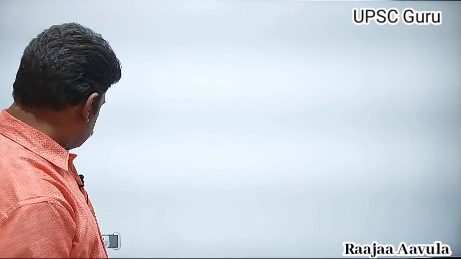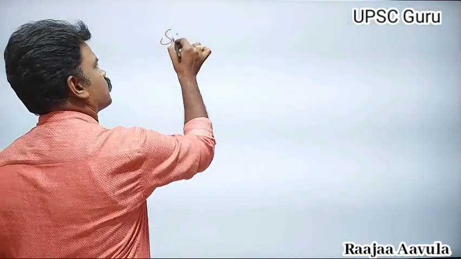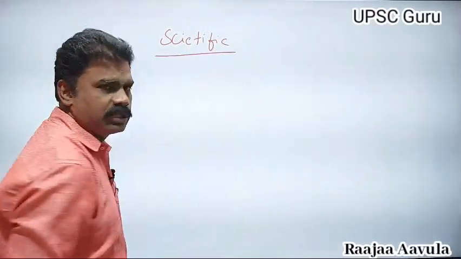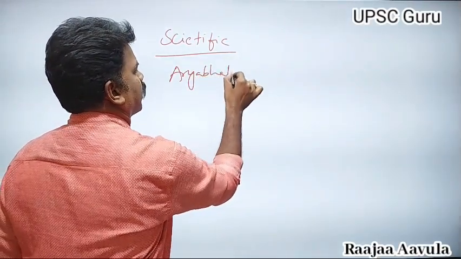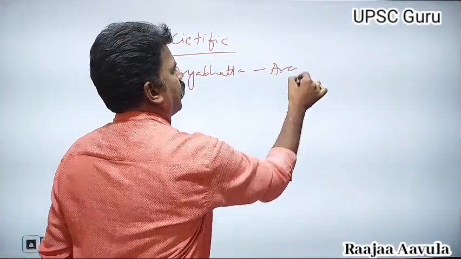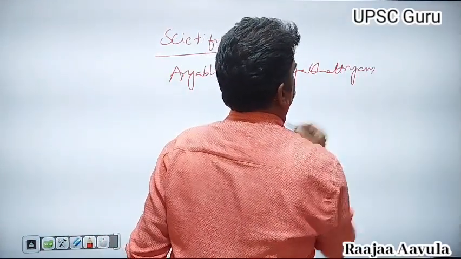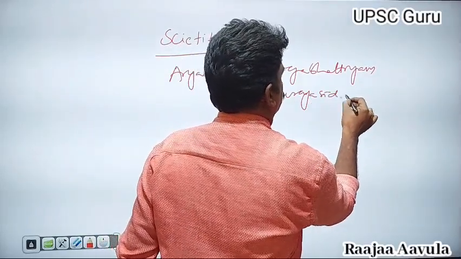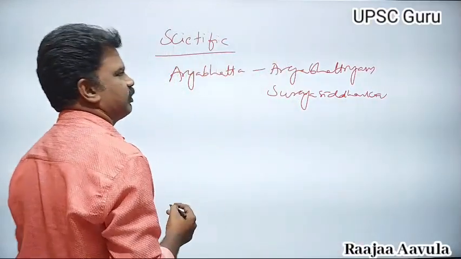Along with this, some scientific literature was also produced during the Gupta period. Aryabhatta wrote Aryabhattiyam and also Surya Siddhantika. These 2 books were written by Aryabhatta.